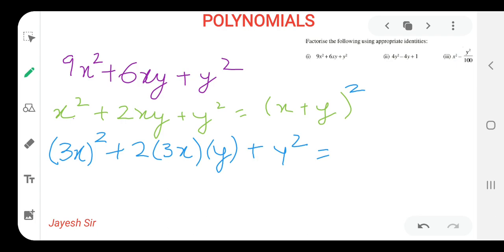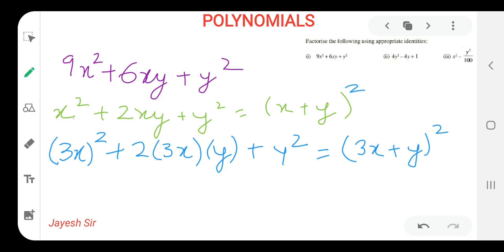So what would be the value for x plus y the whole square? How can we write it? x plus y means 3x plus y the whole square. This must be our answer. I hope you all are getting it, friends. So this must be our answer.